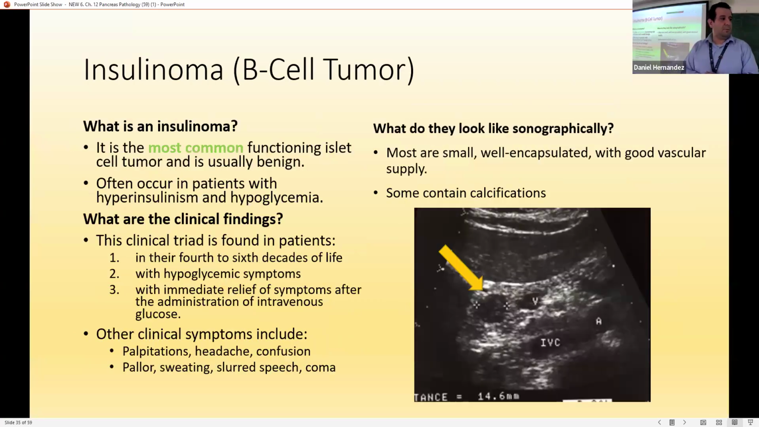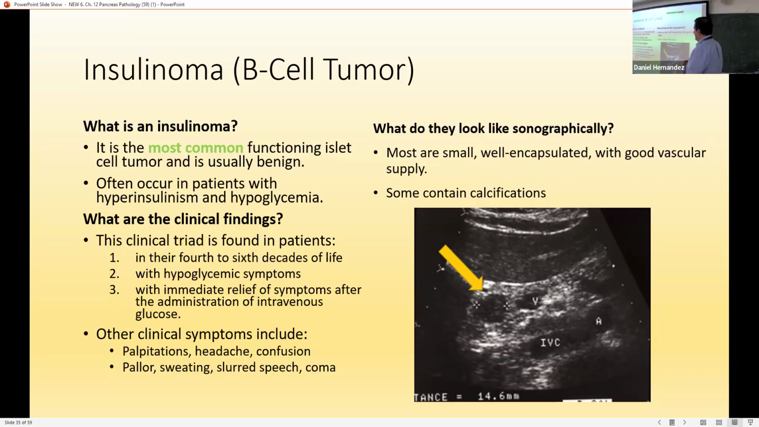All right, so going into, again, these are endocrine tumors now. Just going into a little depth now. So insuloma. Again, B cell stands for beta. Going back to the previous slide, we know that the beta cells are responsible for producing insulin. This is how this tumor gets its name. That's an easier way for you to memorize that. It's the most common functioning islet cell tumor. Again, these are typically benign, which is a good thing. They often occur in patients with hyperinsulinism and hypoglycemia.